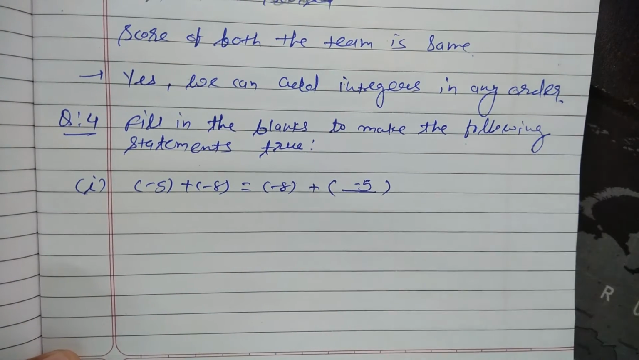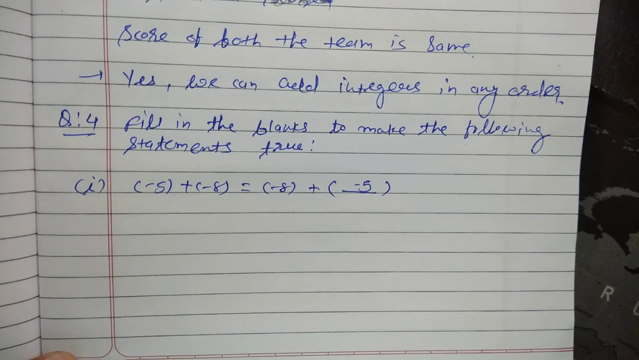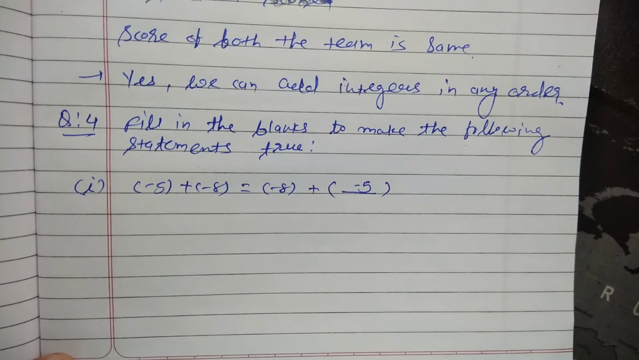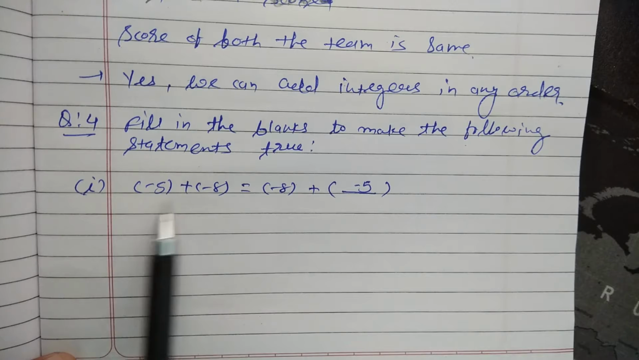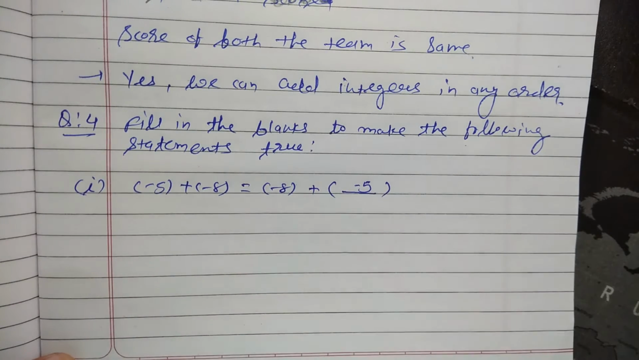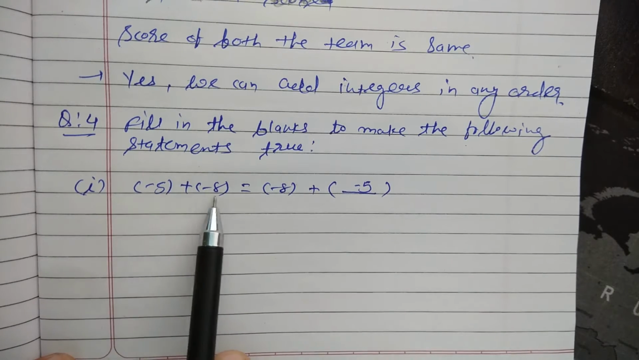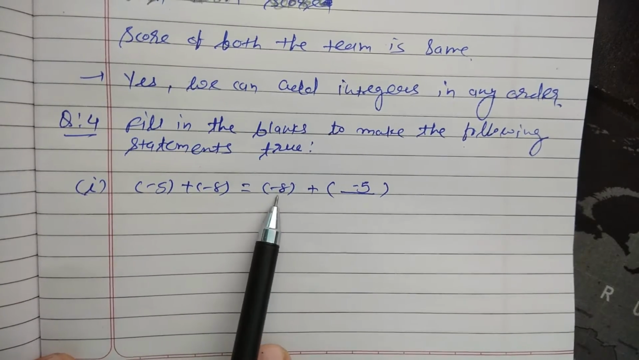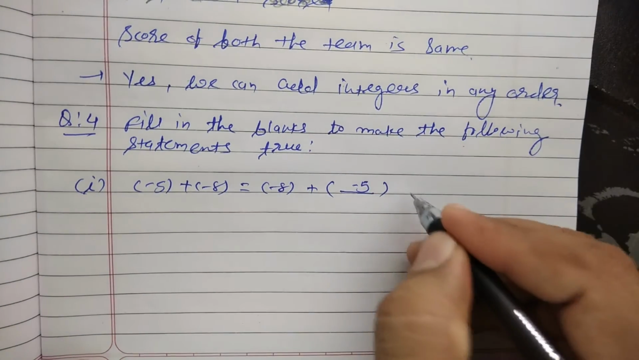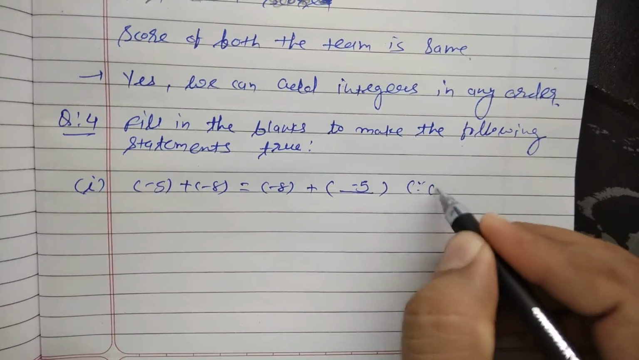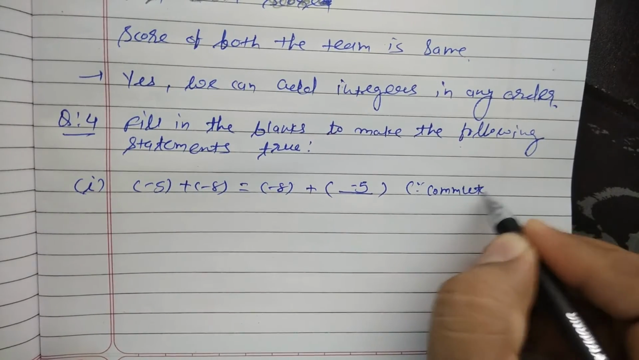Why? Because we have seen already the commutative property for addition of integers. It is only the order we can change. In addition, in the commutative property for integers, we can change the order. So here minus 5 plus minus 8 is equal to, we can write minus 8 plus minus 5. So here we will write which property we have used. So it is commutative property.